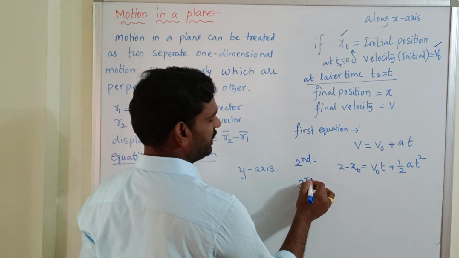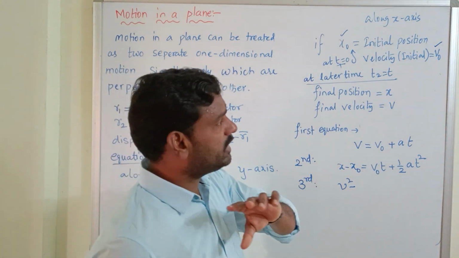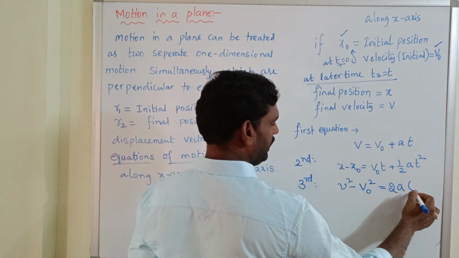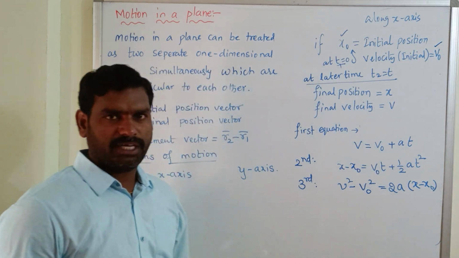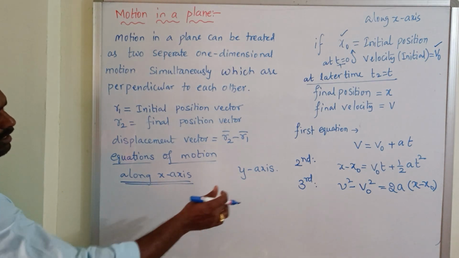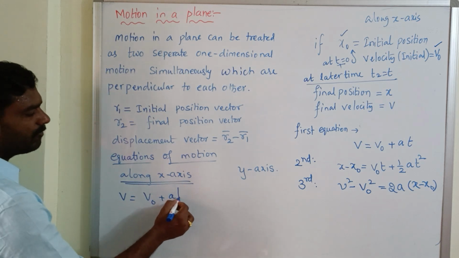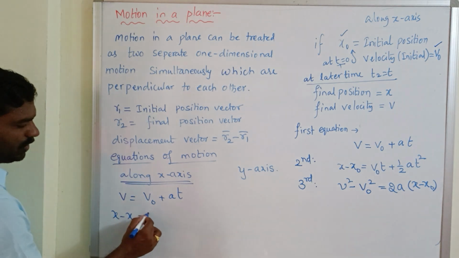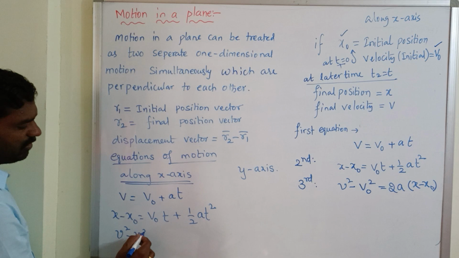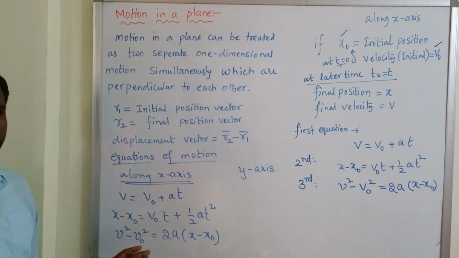And the third equation of motion is, as you would have studied up to 10th class, v square minus u square. The initial velocity u is v0 in this case. So v square minus v0 square equal to 2 into a into s, where s is displacement, that is x minus x0. So 2a into x minus x0. Right, so there are three equations of motion along the x-axis. I am writing them here: v equal to v0 plus at; x minus x0 equal to v0 into t plus half at square; and v square minus v0 square equal to 2a into x minus x0.